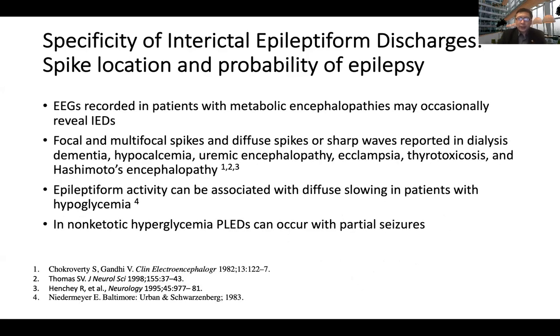EEG recording in patients with metabolic encephalopathy can occasionally reveal IED, focal and multifocal spikes, and diffuse spikes and sharp waves, reported in dialysis dementia, hypoglycemia, hepatic encephalopathy, eclampsia, thyrotoxicosis, and Hashimoto encephalitis. Epileptiform activity can be associated with diffuse slowing in patients with hypoglycemia. In non-ketotic hyperglycemia, PLEDs can occur with partial seizures.